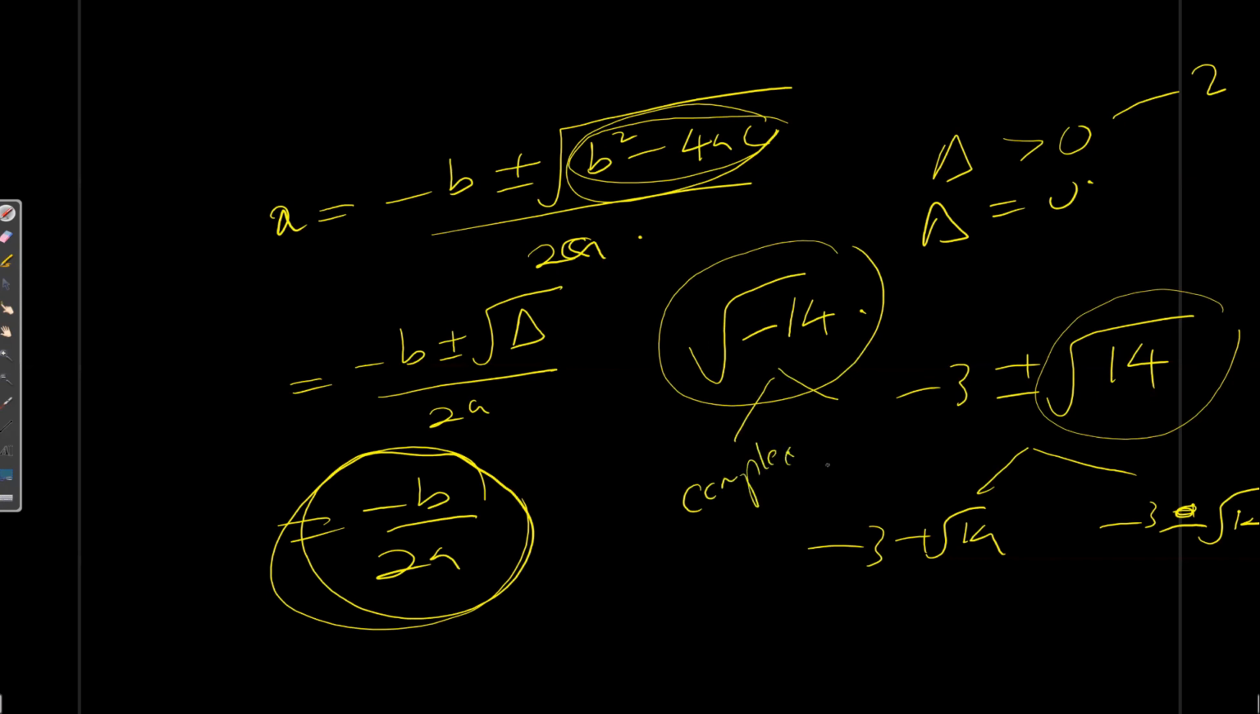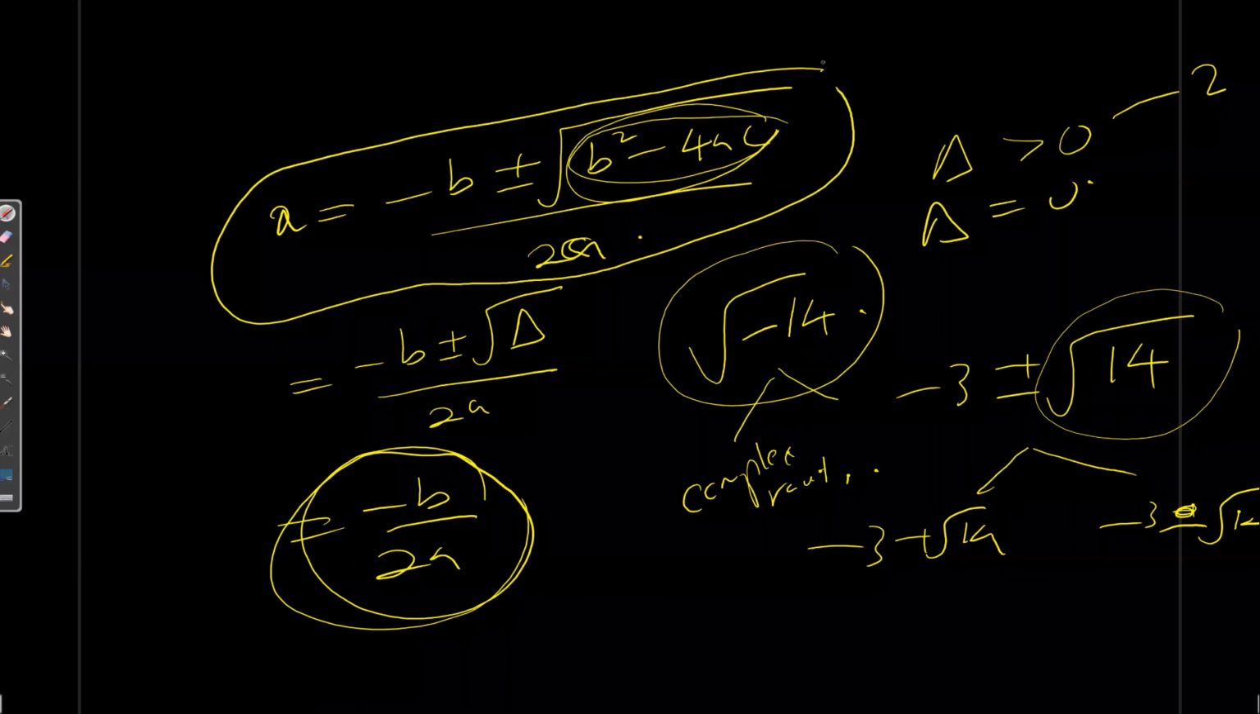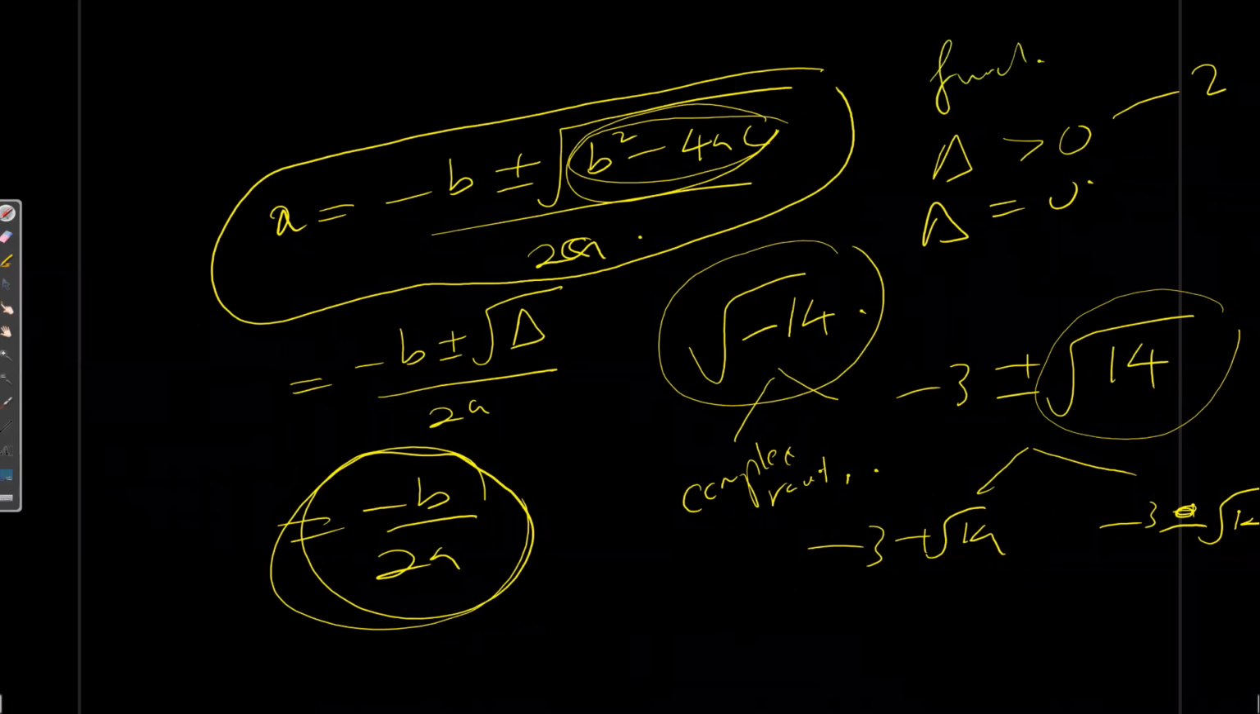I think that's clear, right? And that's enough for the time being. We must talk about this again when we do quadratic functions. Okay guys, thank you.